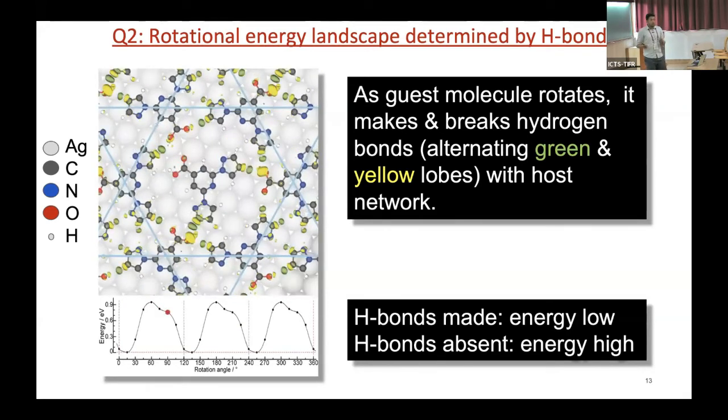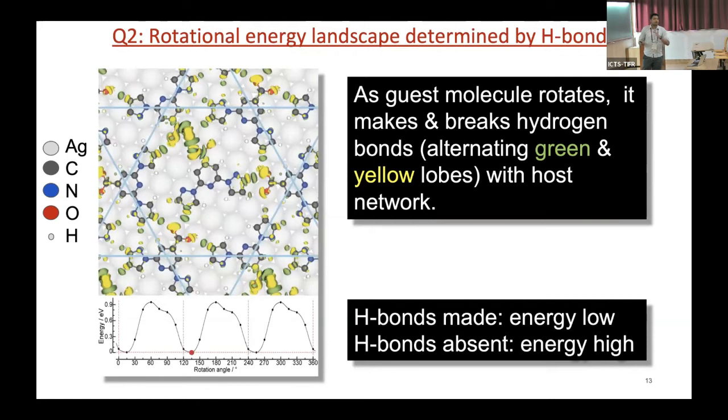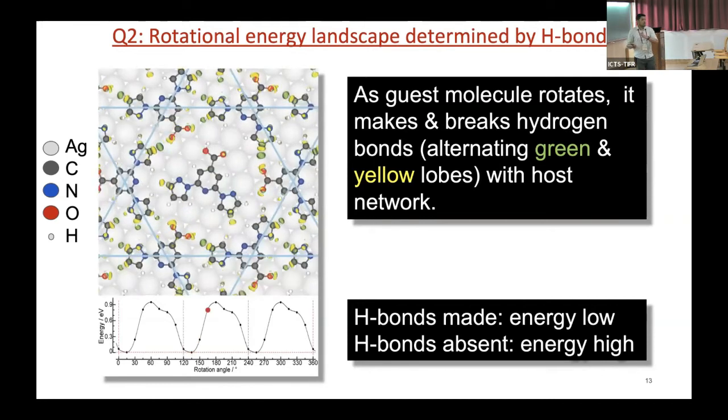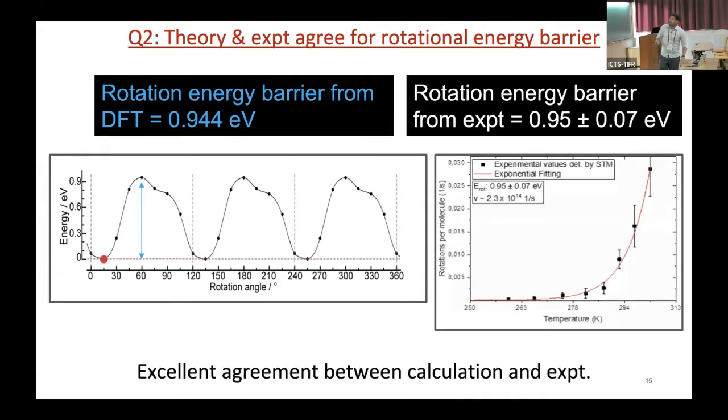So here I would like to inform you that this kind of rotation is not unidirectional. It can move clockwise and anti-clockwise, in both directions. So now the next question is how our DFT-computed energy barrier matches with the experimental energy barrier. Our DFT-computed energy barrier, you can see, is 0.944 electron volt, and from the RNES plot, the experimental energy barrier comes out to be 0.95 plus or minus 0.07 electron volt. So the energy barriers from our DFT calculation and the experiment match quite well.